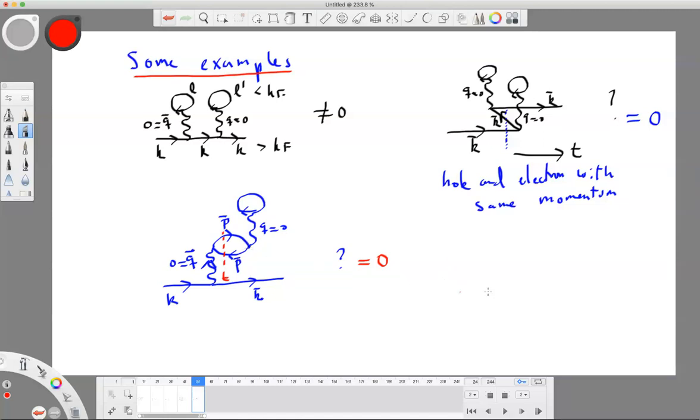What about this one? This is another interesting situation. Draw it in blue. I like blues. Okay, so if you have this, then you have your interaction line. Then you have another interaction line. And then you have a propagator like this.